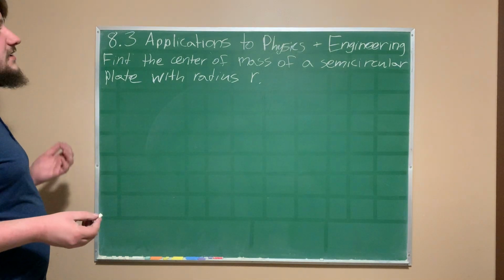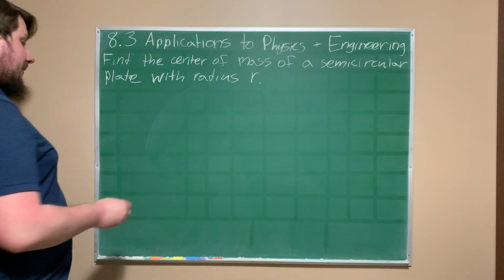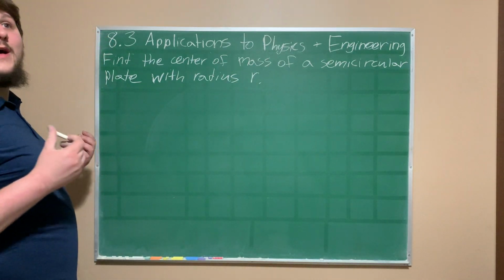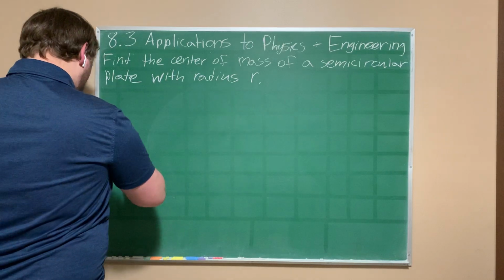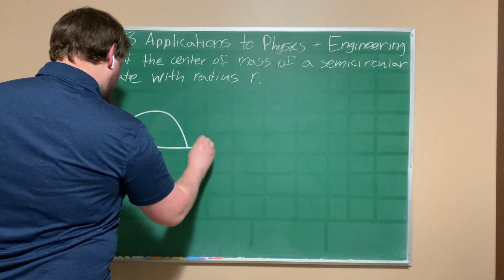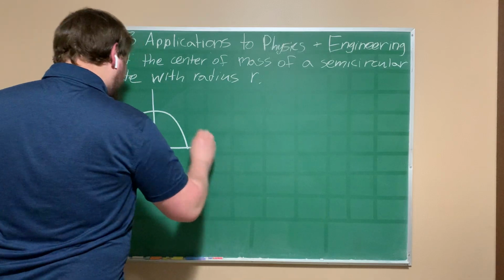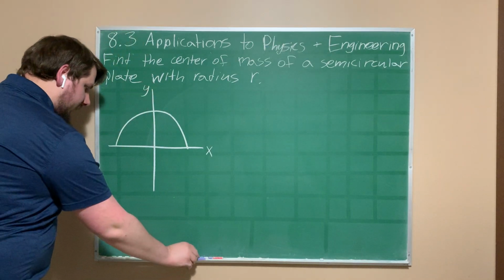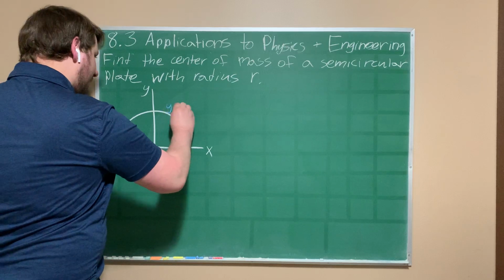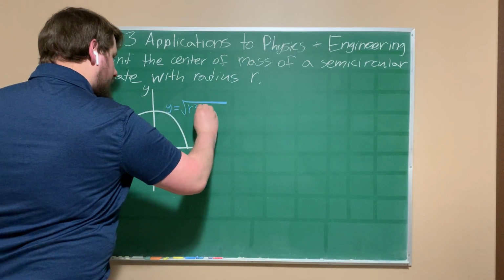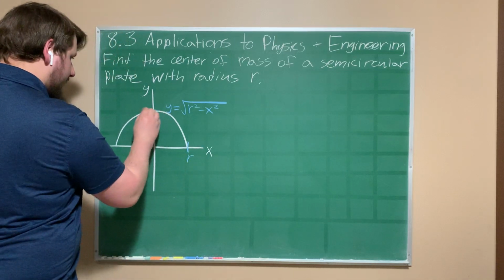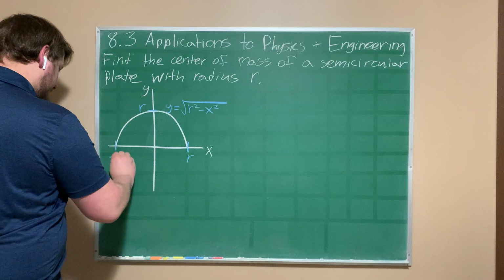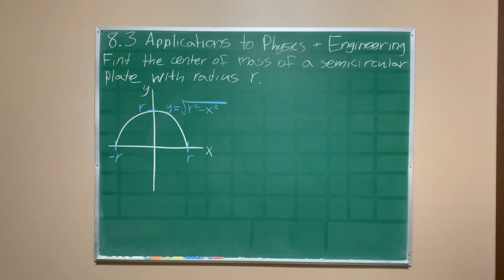In order to set this up, I need to give it a coordinate system. So I'm going to write the semicircular area as the area under a function. Specifically, here's our xy plane. The semicircle here is going to be y equals the square root of r squared minus x squared. So that this value right here is r, and this value right here is negative r. Okay, and I'm going to try to find the center of mass of this shape.